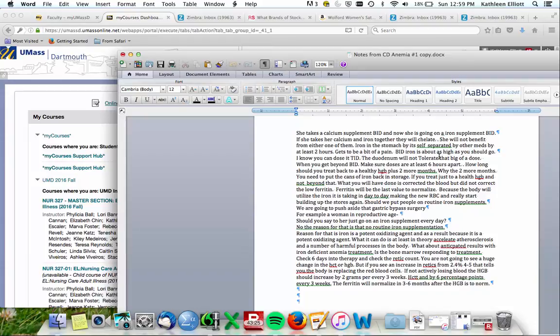What about anticipated results with iron deficiency anemia treatment? For example, is the bone marrow responding to treatment? Check 6 days into the therapy and check the retic count. You are not going to see a huge change in the hemoglobin or hematocrit, but if you see an increase in retics from 2.4% to 4 or 5, that tells you the body is replacing the red blood cells. If not actively losing blood, check the hemoglobin every 3 weeks. The ferritin will normalize in 3 to 6 months.